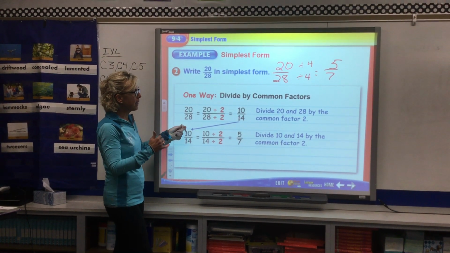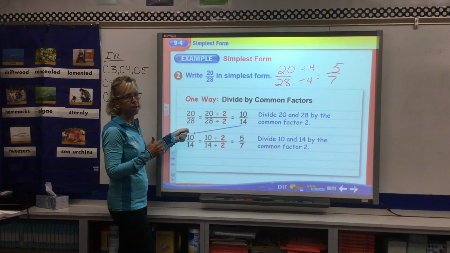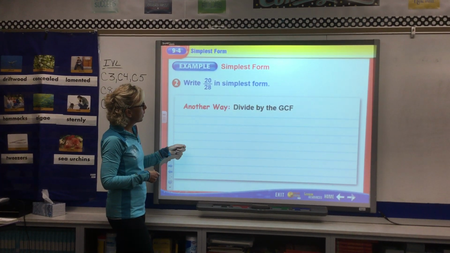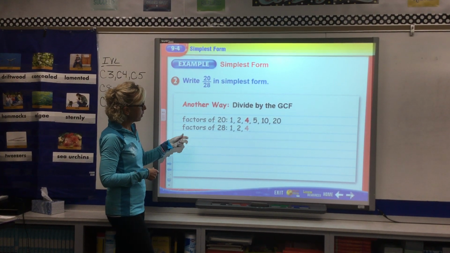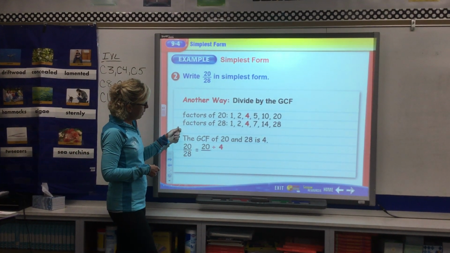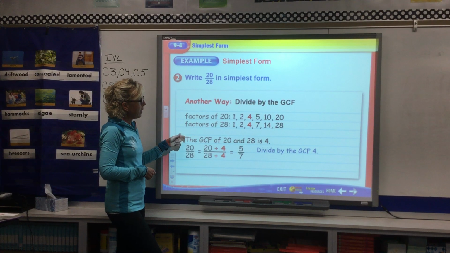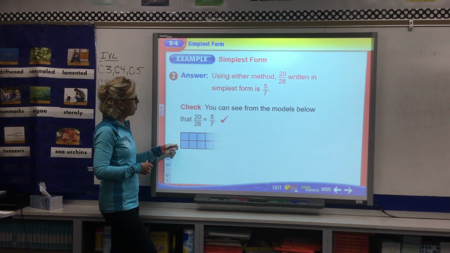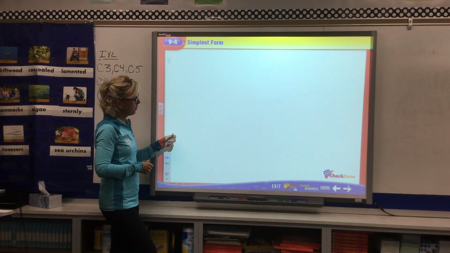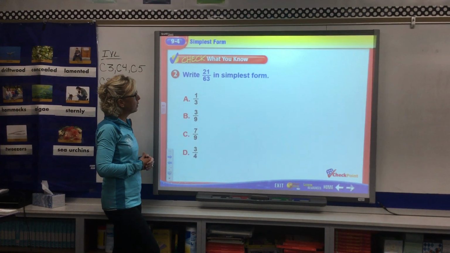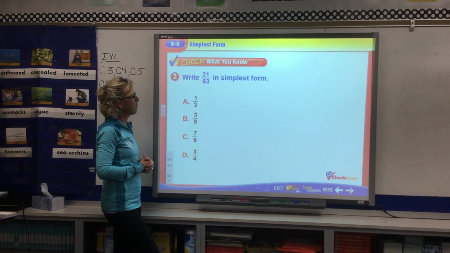But the main thing is to look at your answer each time and ask yourself, is there anything that goes into both the numerator and the denominator? And here they said, yep, 4 is my GCF. I'm going to divide by 4, and I still come up with the same answer. Either way is correct. The big key is to make sure that you are asking yourself, is that in simplest form?